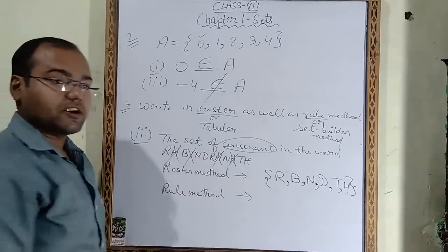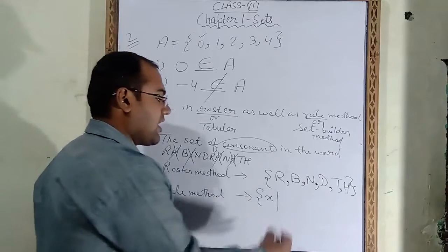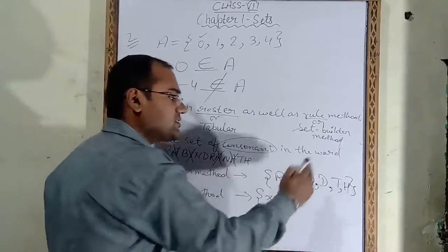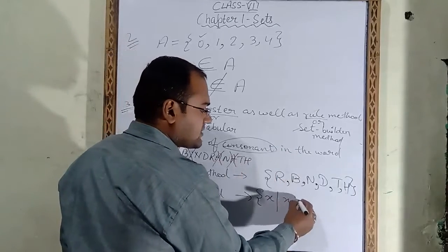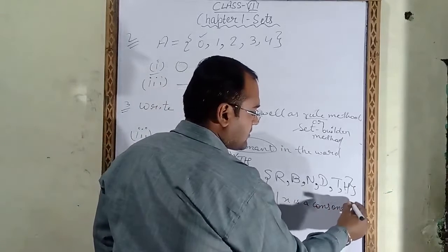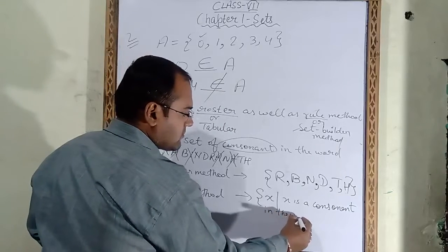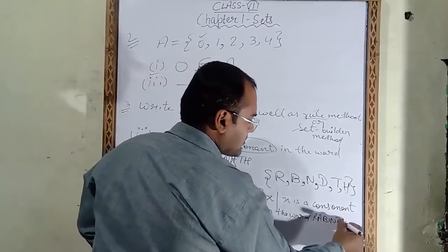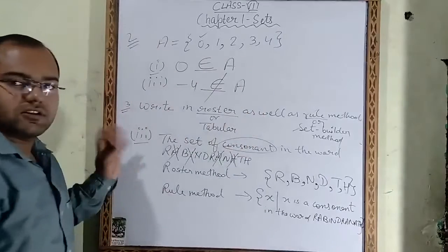Now rule method. In rule method, we begin like this: x such that. After that you have to write the property. These are consonants, so the common property of all these is that they are all consonants. So we write x such that x is a consonant in the word Rabindranath. So this is the answer of this third part.